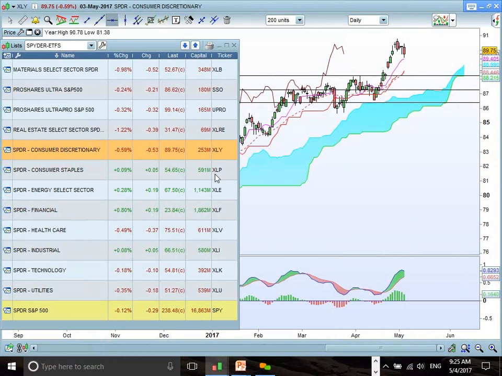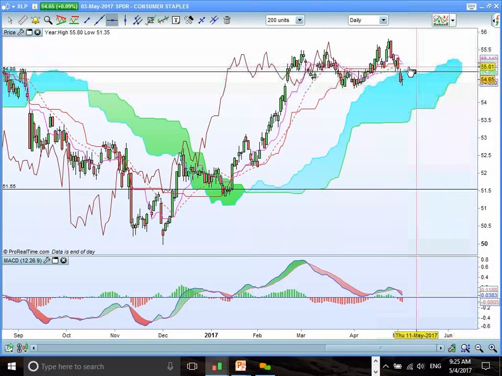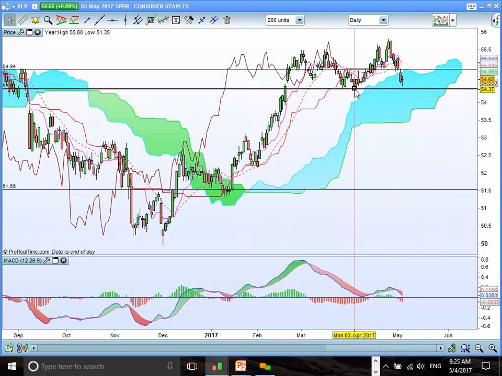Consumer staples, XLP. Lost support at the top end of the cloud here. We can see it is dipping now. It's grinding, fighting for support within the cloud. This low here, 5437, is a key level to watch.